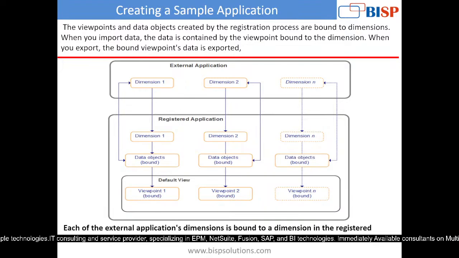Okay, and the data objects you can see on the screen also, and we can see them in the viewpoints. Viewpoints basically depict the dimension, and you can see here that dimension 2 comes in the registered application, is bound with the data objects, and in the default view we have viewpoint 2. Similarly, we can create n numbers of dimensions. Each of the external application's dimensions is bound to a dimension in the registered application.